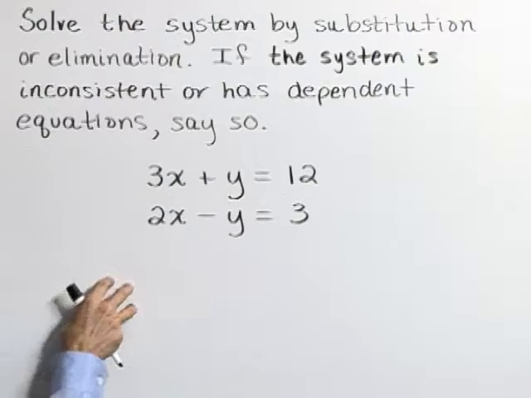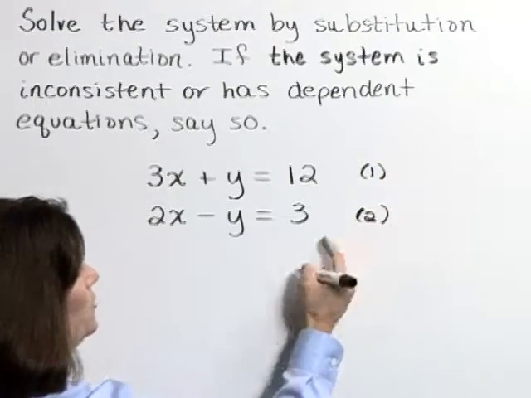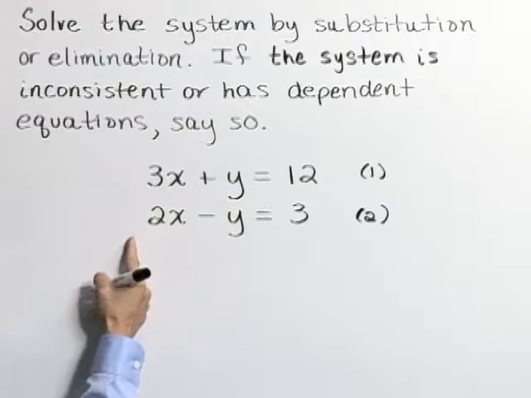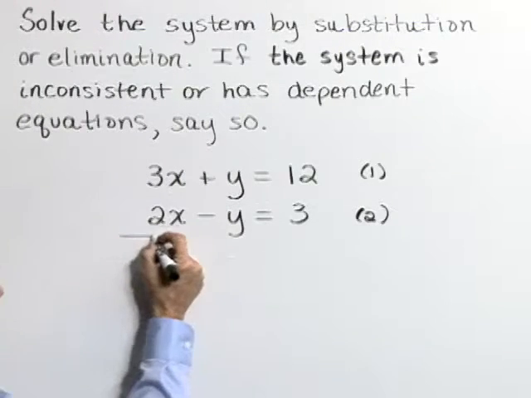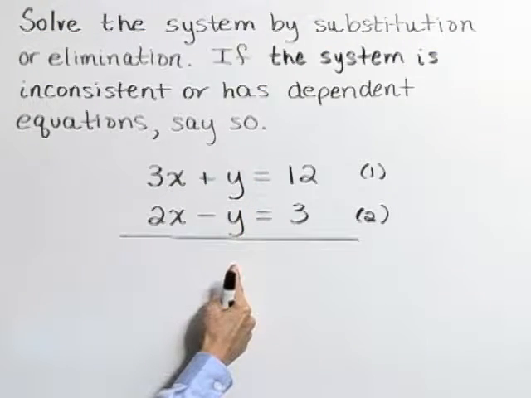I'm going to go ahead and start by identifying these as equations numbers 1 and 2. And the elimination method is going to work very nicely with this one. As we see, if we add our equations together at this point, our y variable is going to cancel out.